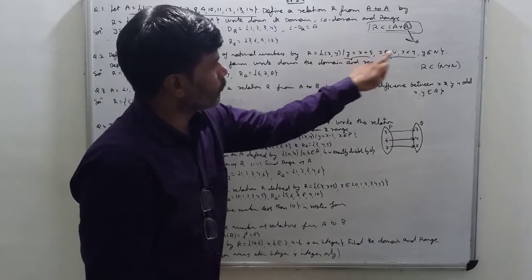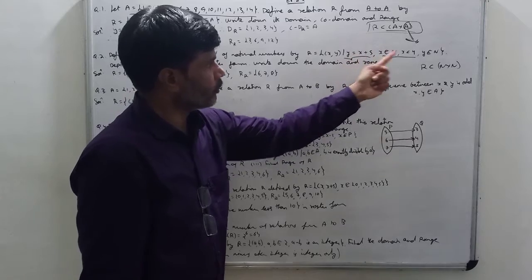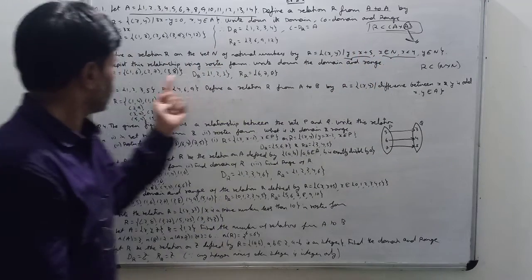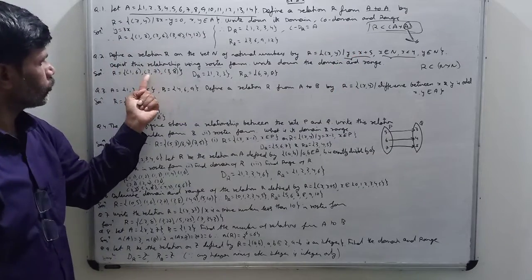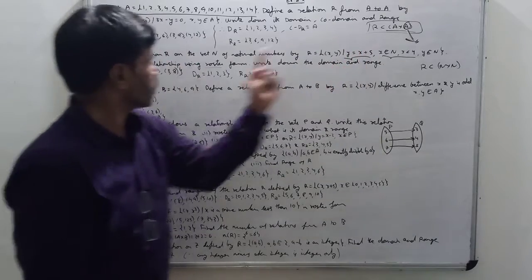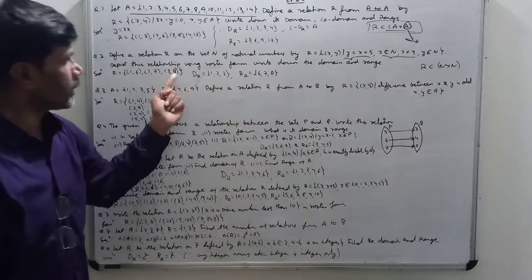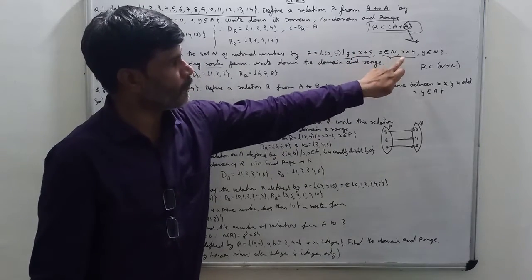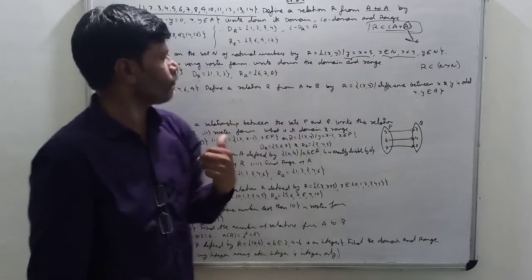So first, when x equals to 1, what are the natural numbers less than 4? 1, 2, 3. So when x equals to 1, 1 plus 5, 6. When x equals to 2, y will be 2 plus 5, 7. When x equals to 3, y is equal to 3 plus 5, 8. When x equals to 4, no, we cannot take 4. Why? It is a condition given. We have to take those numbers which are less than 4.